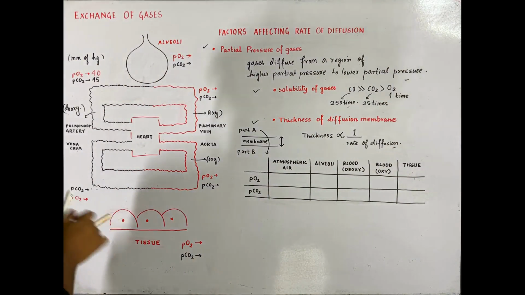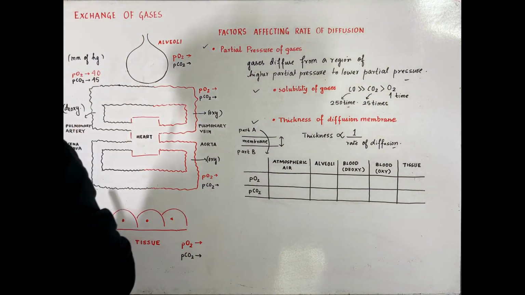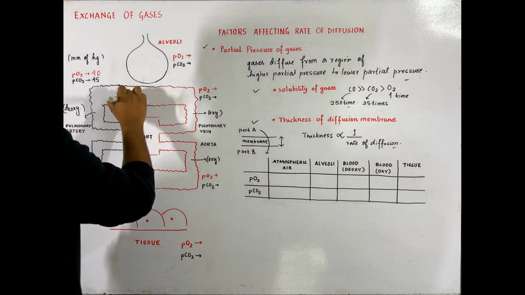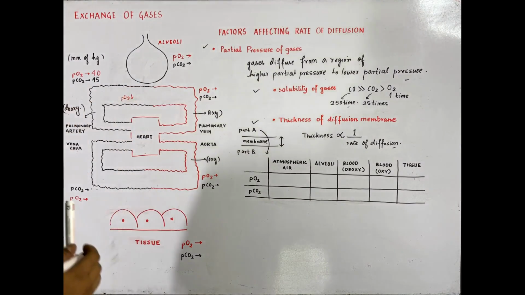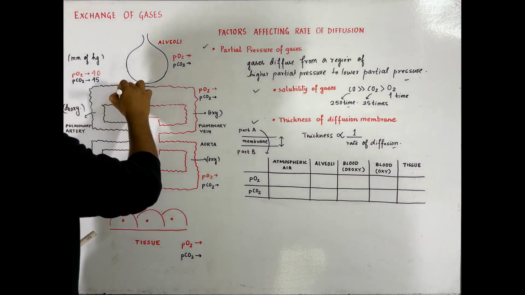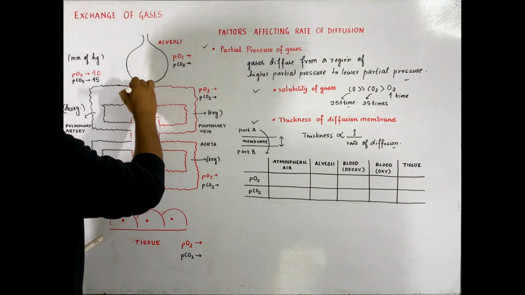Now, you know that the partial pressure of oxygen is less here, and partial pressure of CO2 is more.